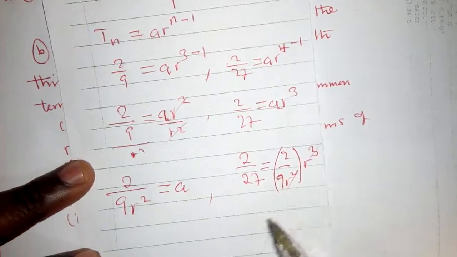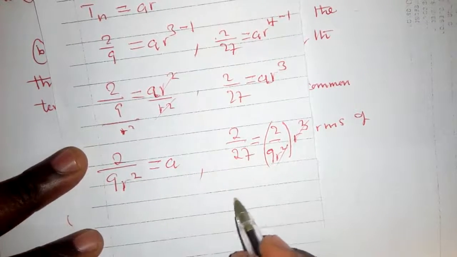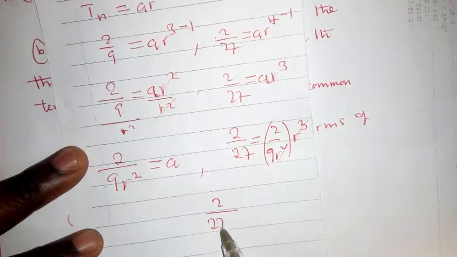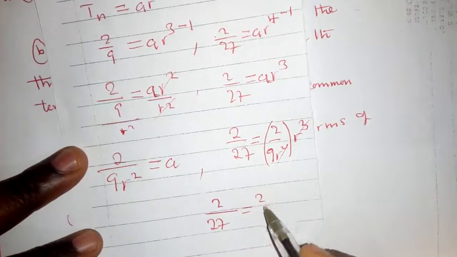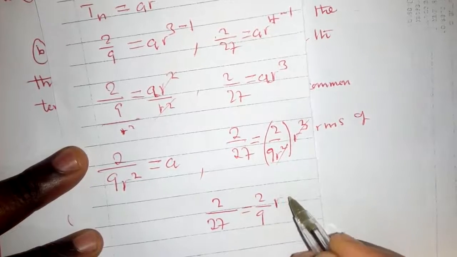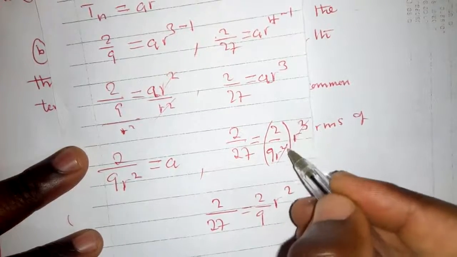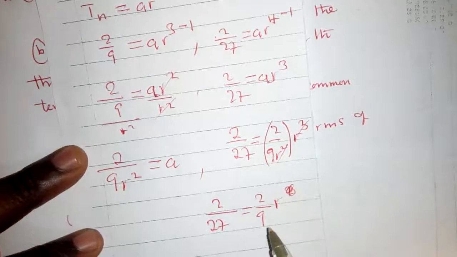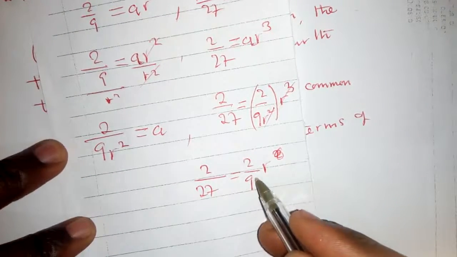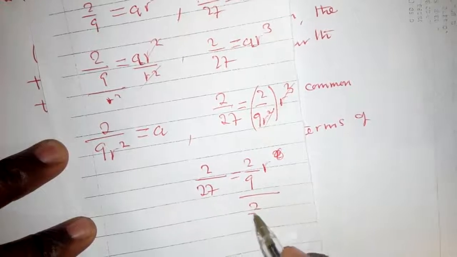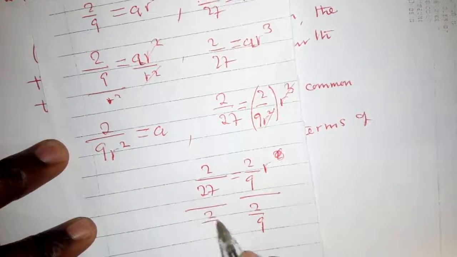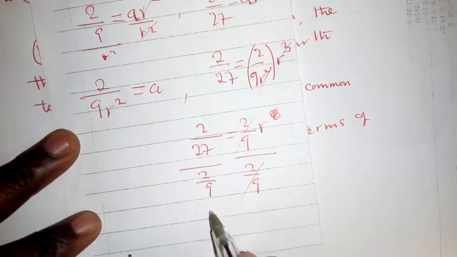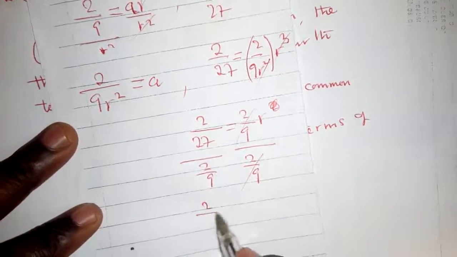So this and this can go. So we have 2/27 is equal to 2/9 multiplied by r, because this r squared and this r cubed, this to this, it's r. So at this point we can divide by 2/9. So once we divide by 2/9, we solve here to look like this.